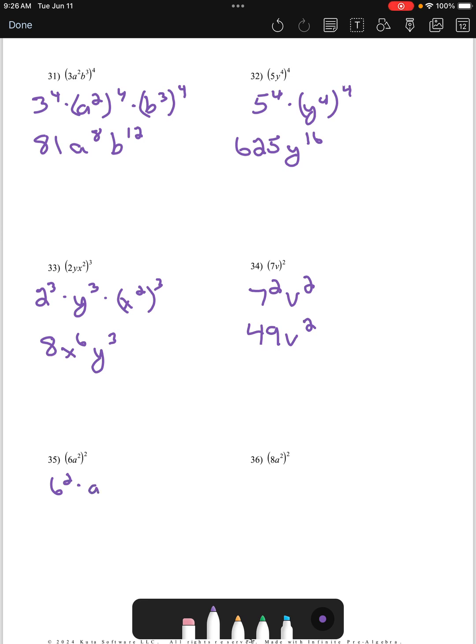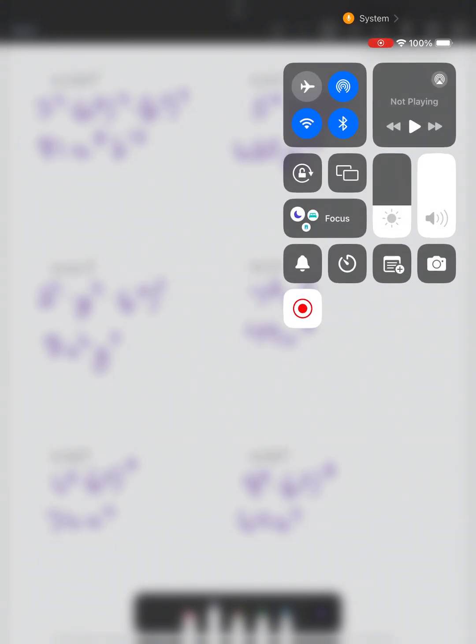Number 34 is 7 to the second v to the second. 7 to the second is 49. Number 35 is 6 to the second times a to the second to the second. 6 to the second power is 36. A to the second to the second is a to the fourth. And finally, for today, number 36, we're going to have 8 to the second times a to the second to the second. 8 squared is 64, and a to the second to the second is a to the fourth.